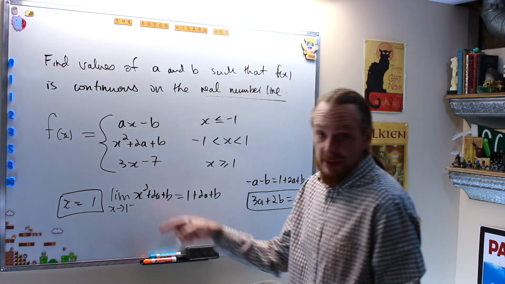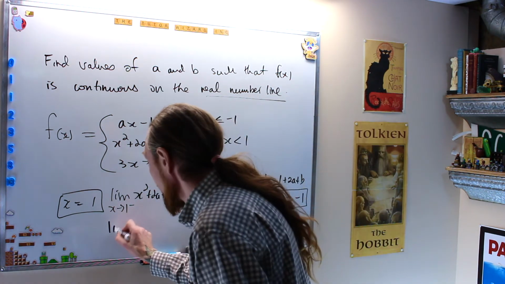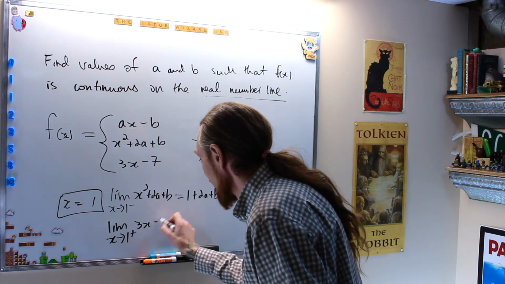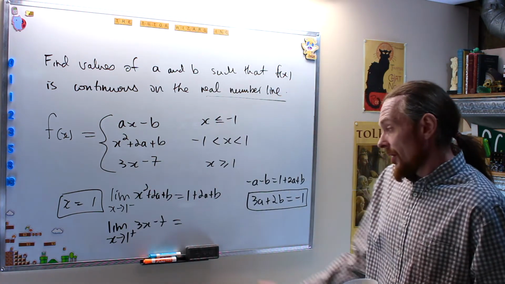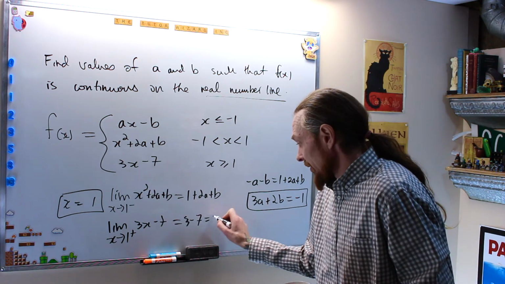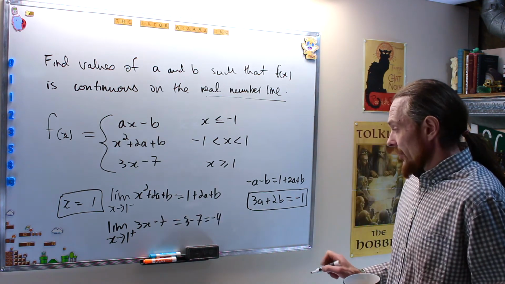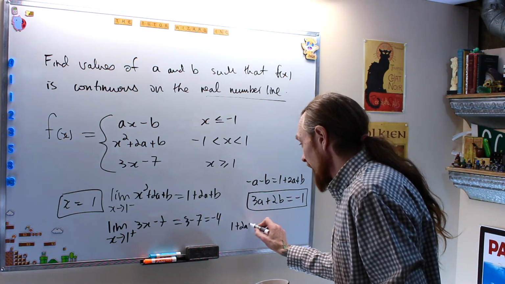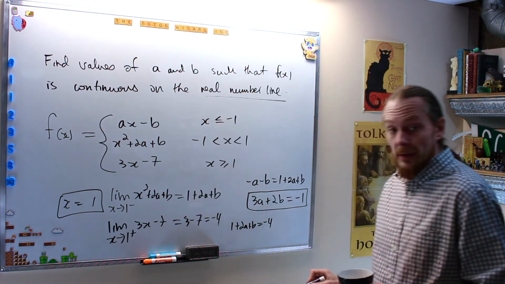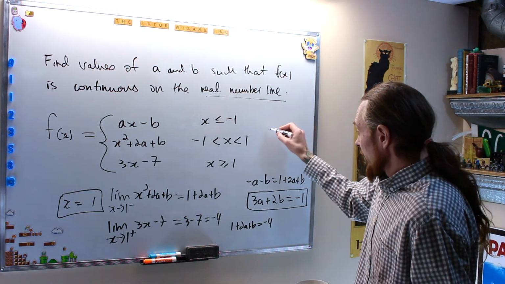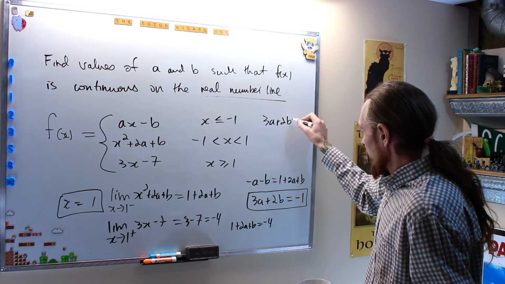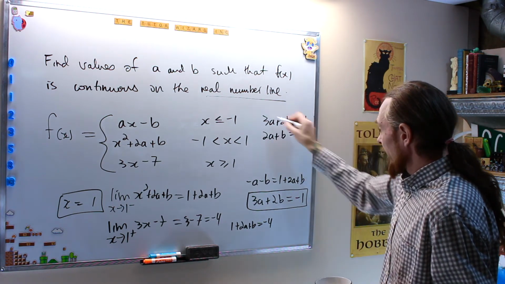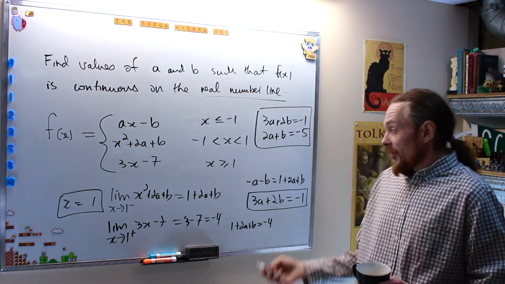It was squared, so it's going to be the same value at 1 and -1. The limit as x approaches 1 from above is going to be 3x minus 7, which is going to equal 3 minus 7, which is -4. So for these two things to be equal to each other, that says that 1 plus 2a plus b has to equal -4, or that says 2a plus b equals -5. That's what we get from that system.